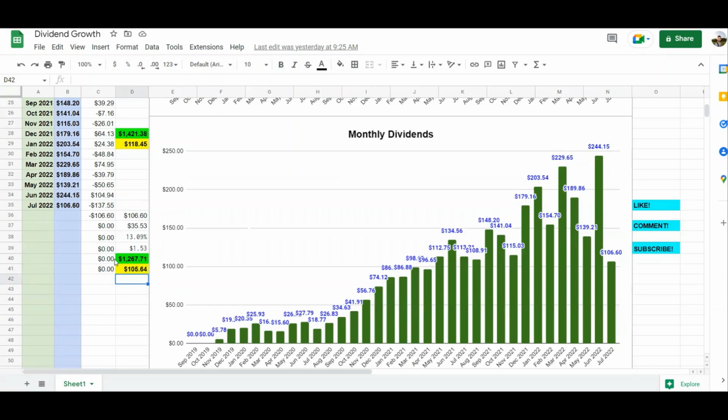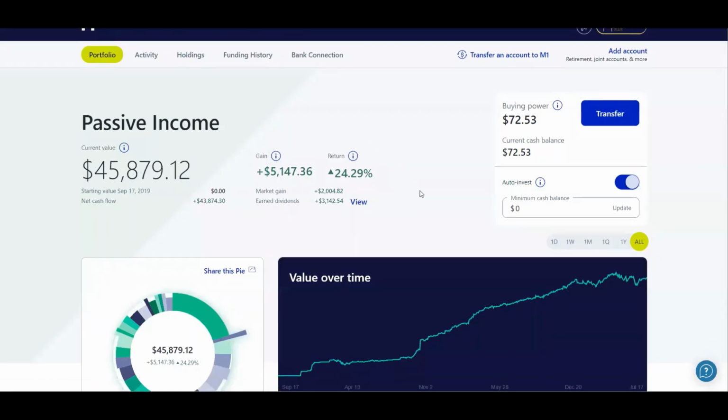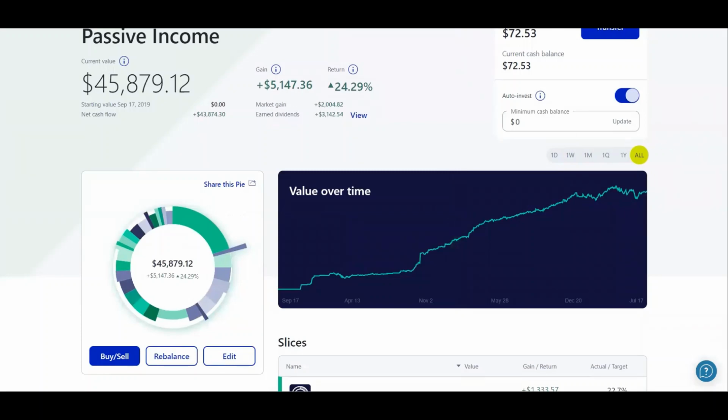And as you can see, we're halfway through the seventh month of the year, and I have $1,267.71, really close to beating the entire year of last year. I think by the end of August next month, I'll have passed what I made in the entirety of 2021, which is pretty cool to pass your dividend income of the previous year. So that'll be exciting.